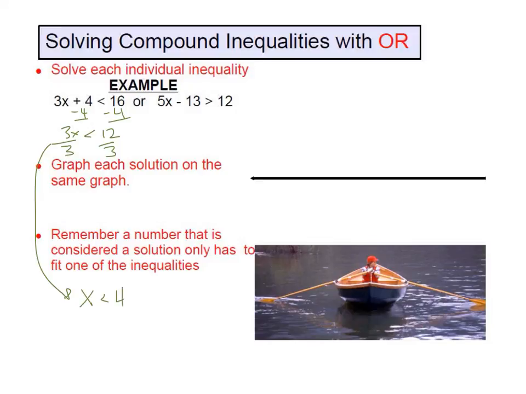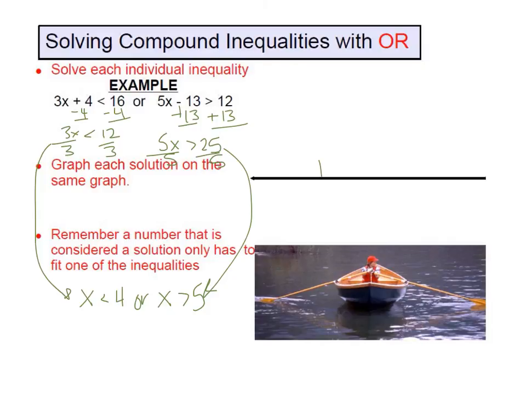Now let's solve the other side of our inequality. Let's add 13 on both sides so that we have 5x is greater than 25. Let's divide by 5 on both sides till we get our answer of x is greater than 5. Now remember, this is an OR inequality. So either x is less than 4 or x is greater than 5. We can't have both. We can't have a number that's less than 4 and greater than 5, so it's one or the other.